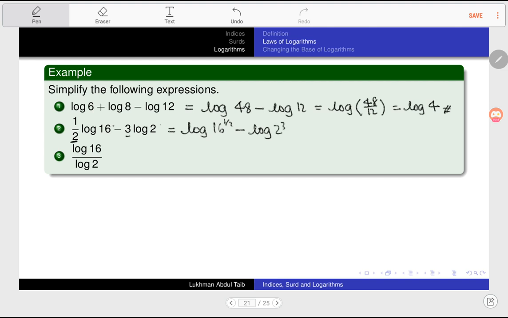So we evaluate each of these terms. Log 16 to the power of half is the square root of 16, so we have log 4 minus log 2 cubed, and 2 cubed is 8, so log 8. According to the second rule, we can write it as log 4 over 8, and since we can simplify 4 over 8, we write it as log 1 over 2.